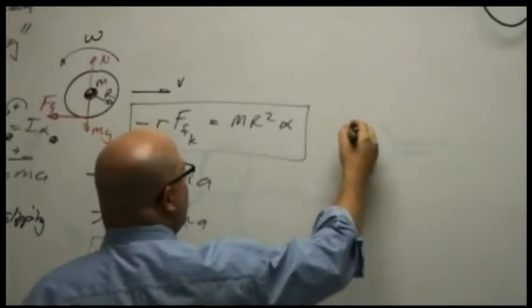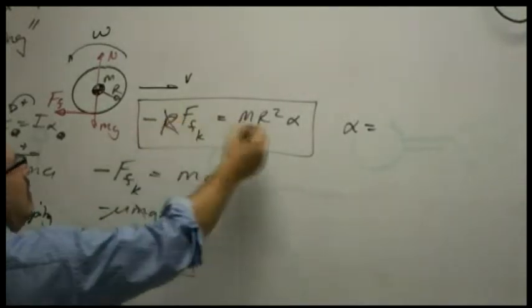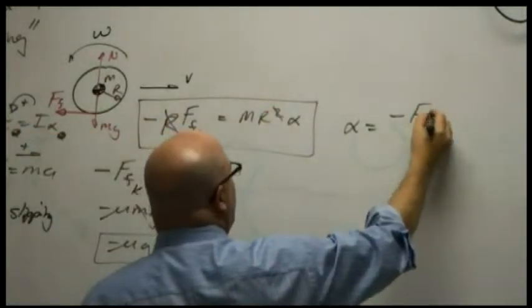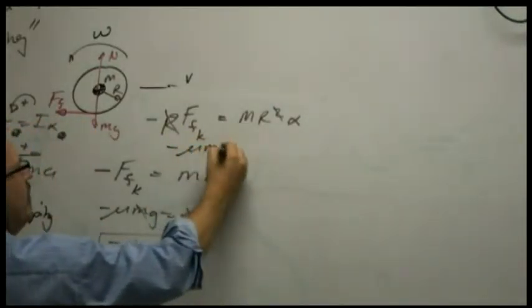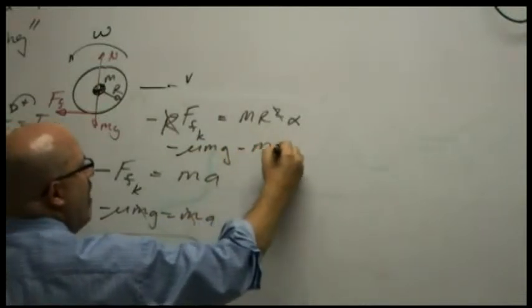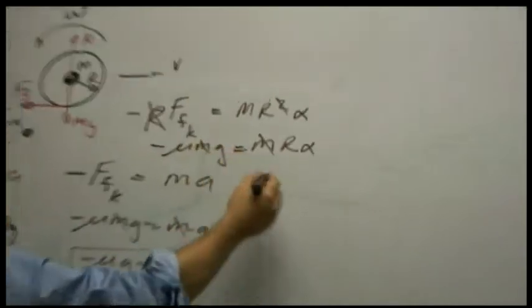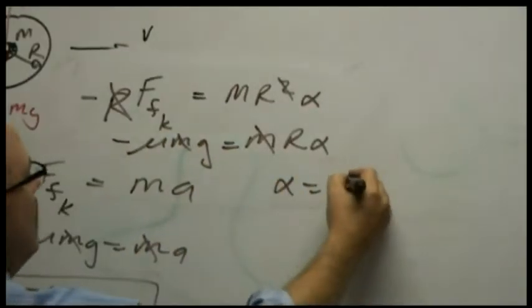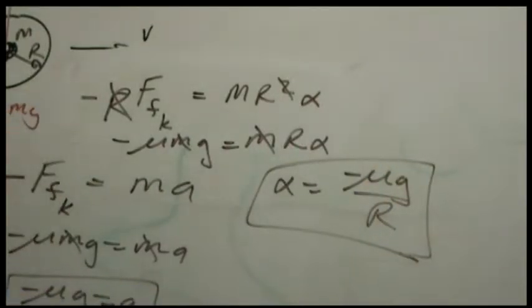So we could rewrite this. Alpha equals, oh, hey, this r is this r, right? And so that could be negative force. Oh, but we can do better than that. I boxed it way too soon. This is negative mu mg minus m r alpha equals, double negative, m goes away. Even better. So alpha equals negative mu g over r. Sweet. Isn't that a over r?